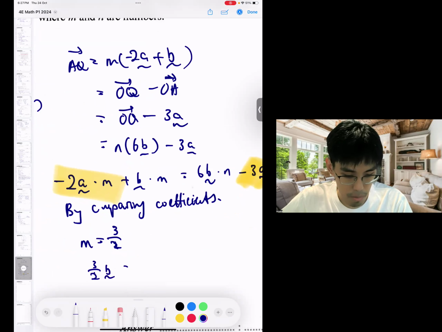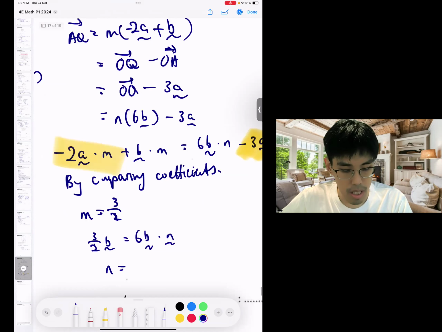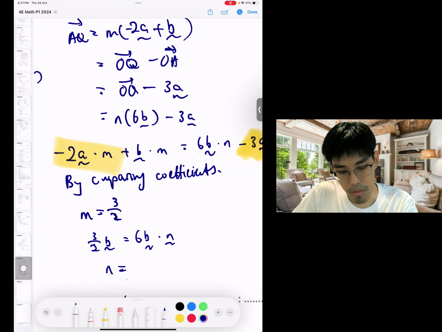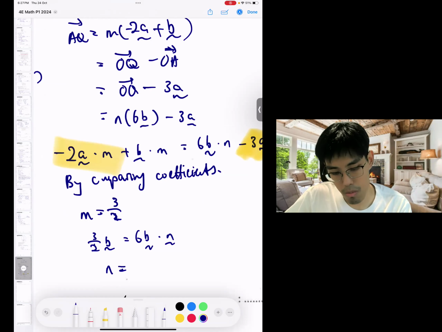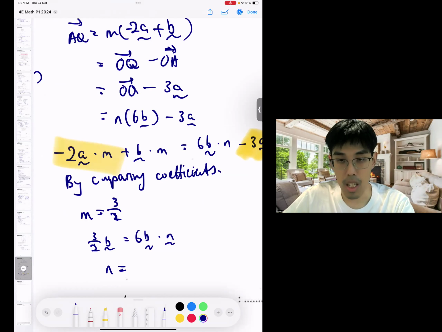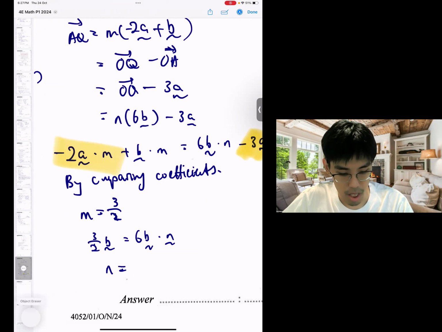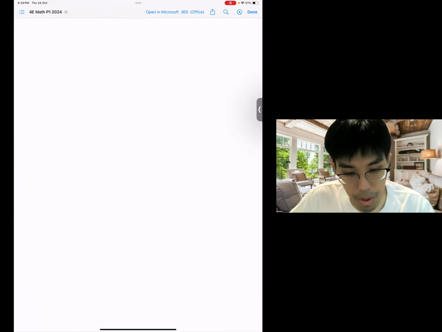3/2 b equals 6b times n. So n is equal to 6 divided by 1.5, which is 4. No, 6 divided by 6 times something gives me 1.5. So 1/4. So n is 1/4. Whoops.